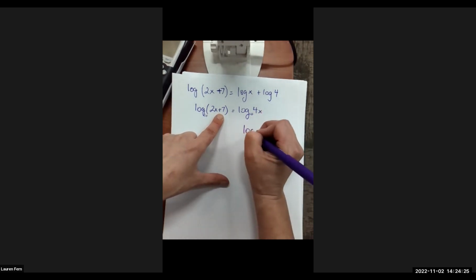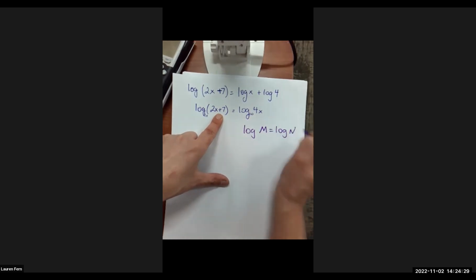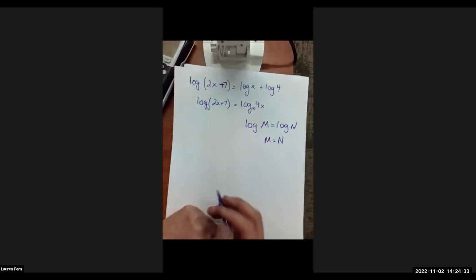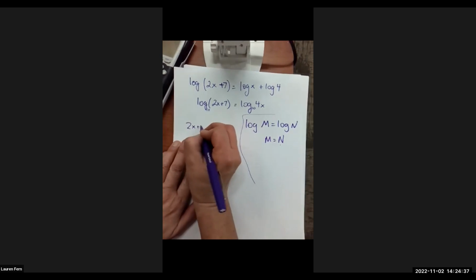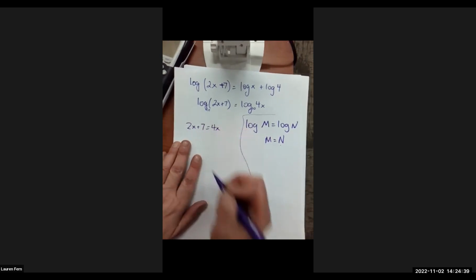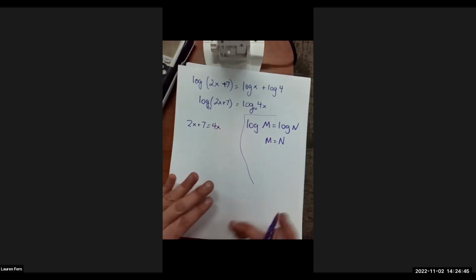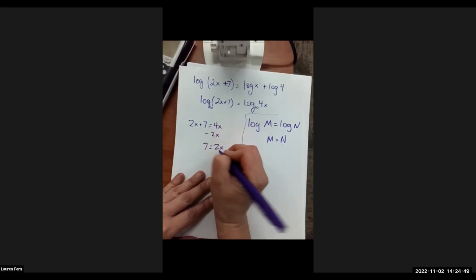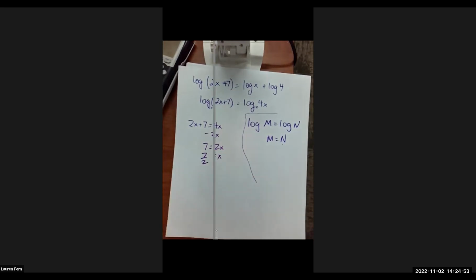So I'm saying, if the log of m is equal to the log of n, then these two things must be the same. So from there, don't I have 2x plus 7 equals 4x? And we can totally solve this. Subtract 2x from both sides. So we get 7/2.